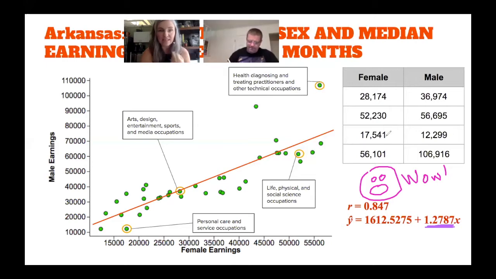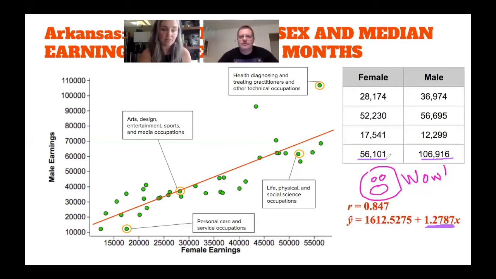Females make 17,500, males make 12,299. So here's a case where the women are making more than the men. And then if we jump all the way up to that top right-hand corner, this is health diagnosing and treating practitioners and other technical occupations. So here is one where what the male is making is substantially different than what the female is making, okay?